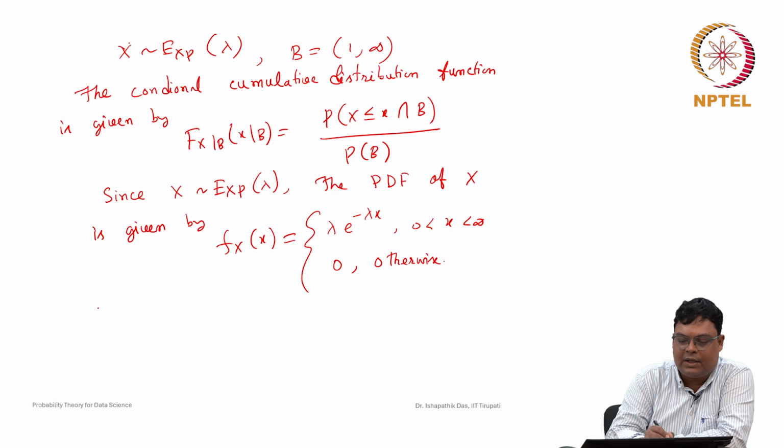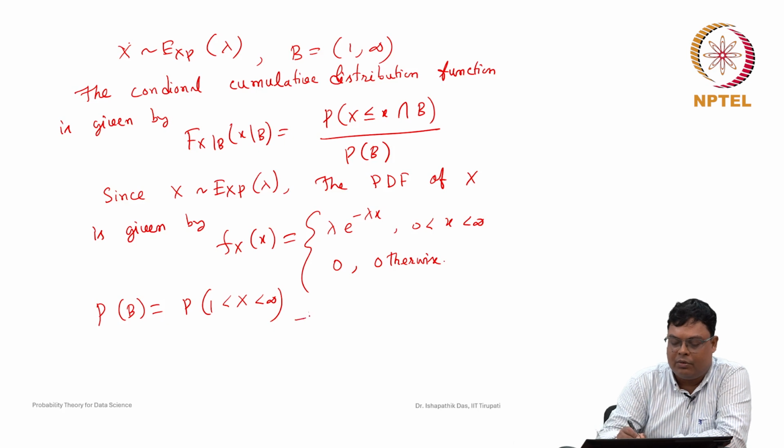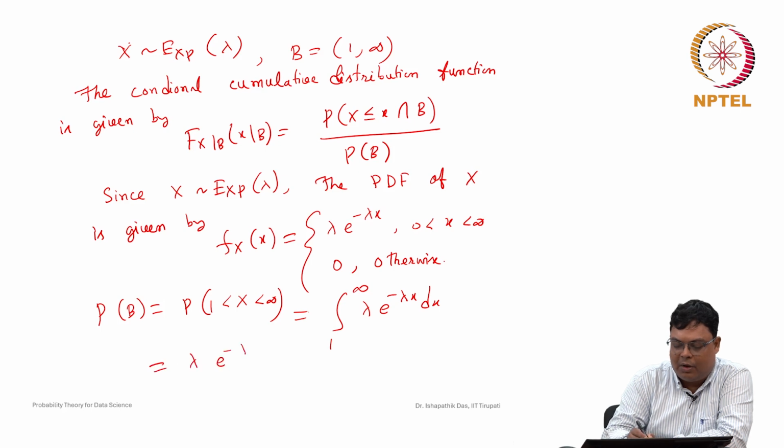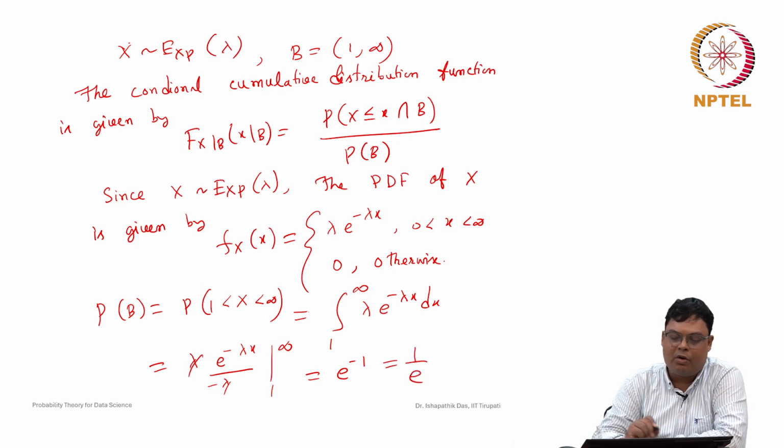So, what is the probability of B? It is the probability that the random variable takes values from 1 to infinity, because B is 1 to infinity. This is the integral from 1 to infinity of lambda e to the power of minus lambda x dx, because this is the probability density function. Integrating gives minus e to the power of minus lambda x from 1 to infinity. At infinity it is 0, the lambda cancels, and at 1 it is e to the power of minus 1. So, the probability of B is 1 by e.